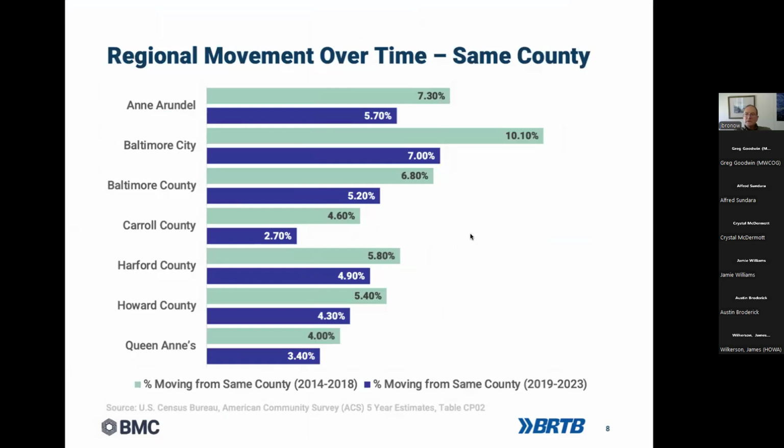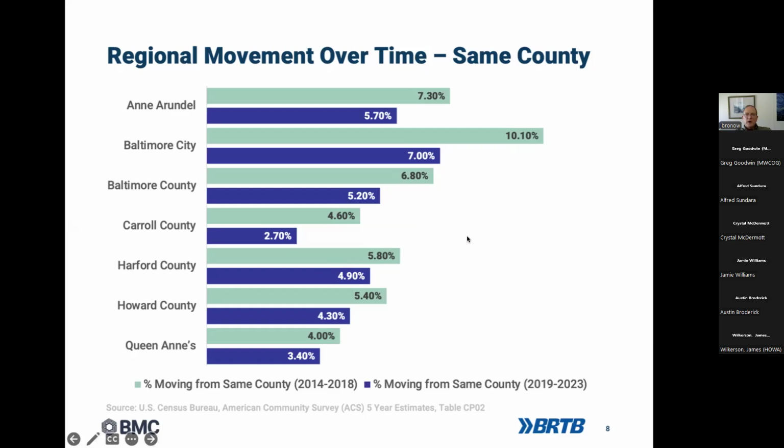This is showing movement in the same county. You will see in that 2014 to 2018, again, we saw a much larger share of movement within the same county than we're seeing in the 19 to 23 numbers. So we have domestic migration in the same county of residence. It's dropping across all counties in Baltimore City. And with Baltimore City and Carroll County, seeing those largest reductions in inter-county movement.